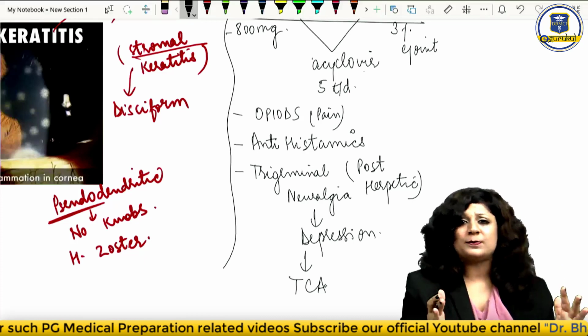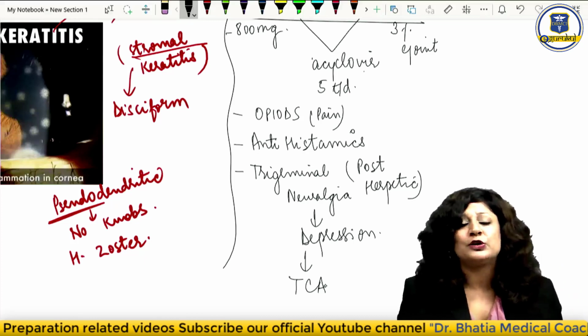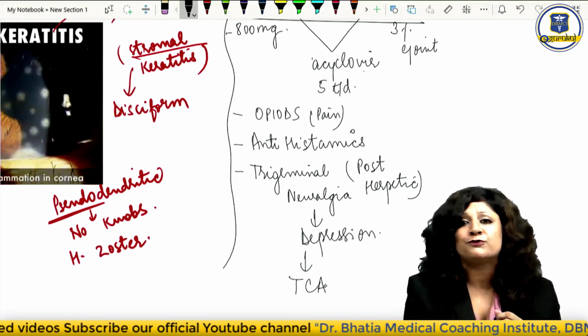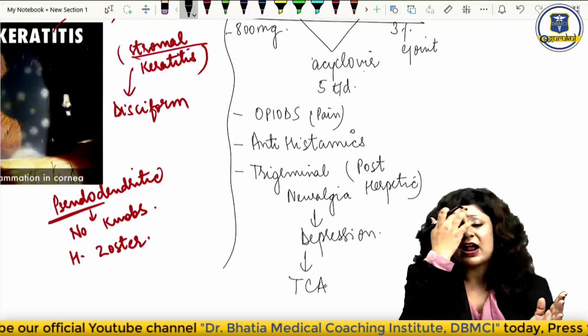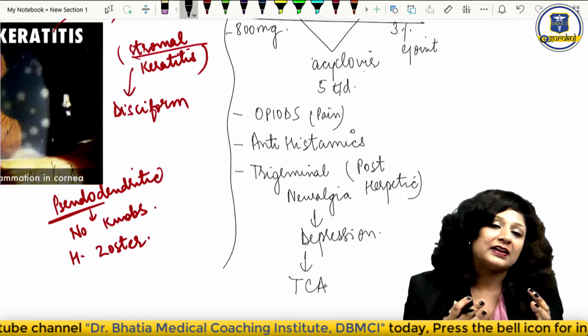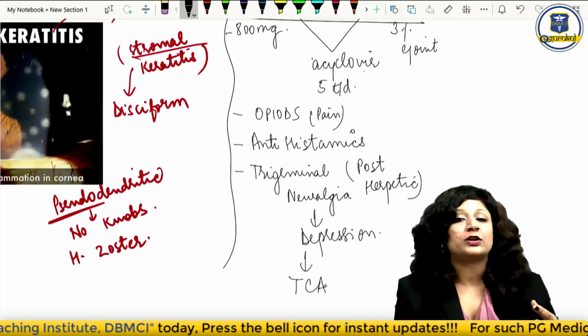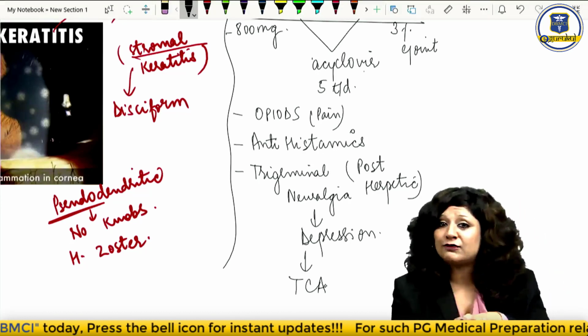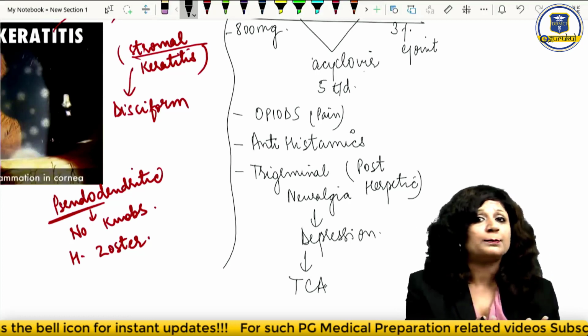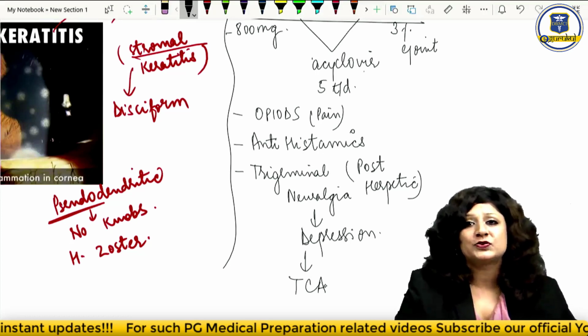So I hope this was very informative for you. We have discussed all the 4 corneal ulcers. I have tried to show you the comparative analysis of the 4 corneal ulcers, how they are presenting, what are the important causes, what are the differentiating features, what are the complications along with the treatment.